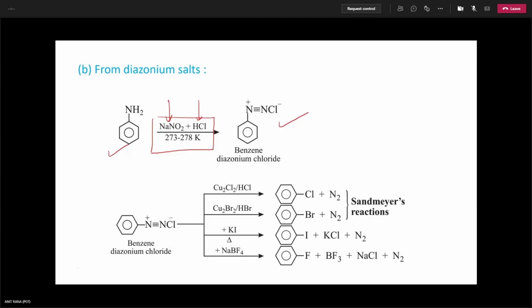So this diazonium salt, if you make it react with cuprous chloride with hydrochloric acid, or cuprous bromide with hydrobromic acid, it results in the formation of chloroarenes or bromoarenes. This reaction of treating with cuprous chloride and hydrochloric acid or hydrobromic acid comes under the Sandmeyer reaction. We call them the Sandmeyer reaction.